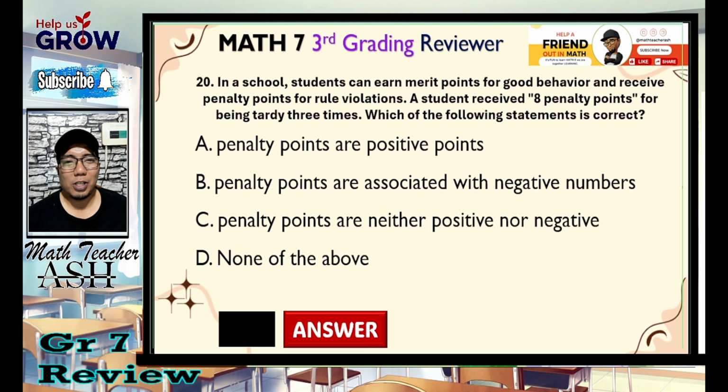All right, my dear math learners, this question is very, very easy. It says here in our given situation that penalty points are given for rule violation. And of course, if you are being penalized, meaning you are being punished or somehow being given demerit, not merit but demerit points, so that is a negative merit. So therefore, the correct answer would be letter B. Let's check whether we are correct.